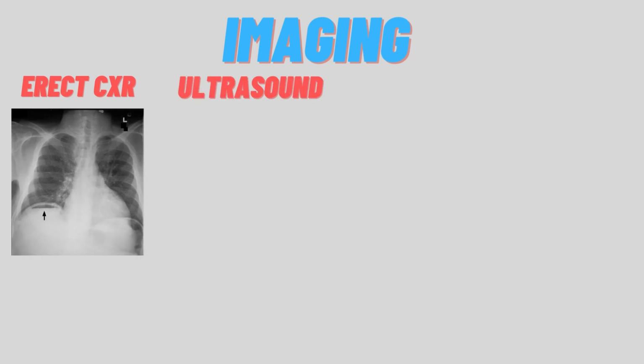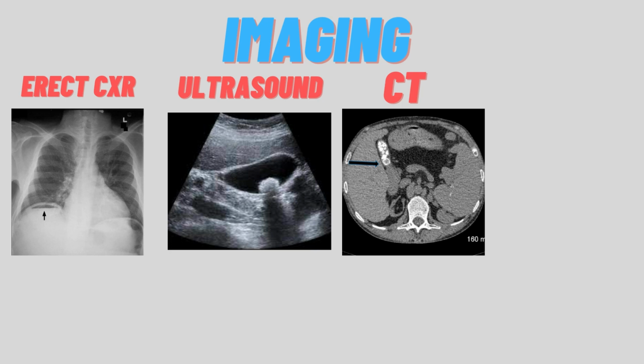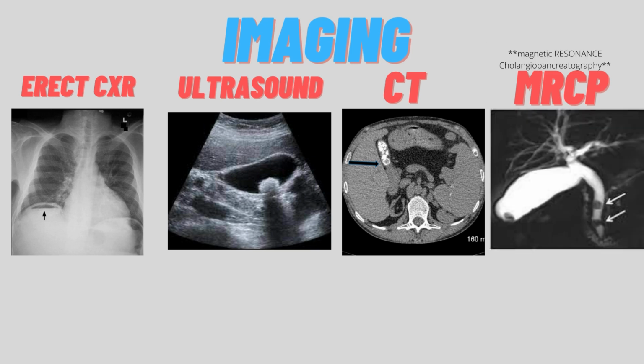Remember to investigate your red flags. All patients should receive an erect chest x-ray. This shows us if there is any free air beneath the diaphragm to rule out bowel perforation. Ultrasound and CT are also first-line imaging tests for gallstones. You can see a large gallstone in the gallbladder in this ultrasound, and multiple stones in the gallbladder in this CT. A more specialised diagnostic imaging test is MRCP, which stands for magnetic resonance cholangiopancreatography, a special type of MRI scan which creates a clear picture of the biliary tree.